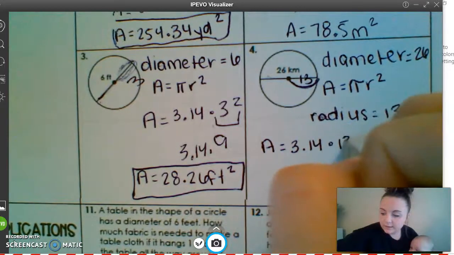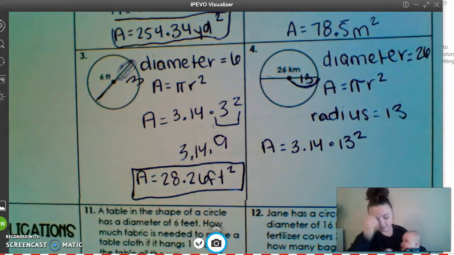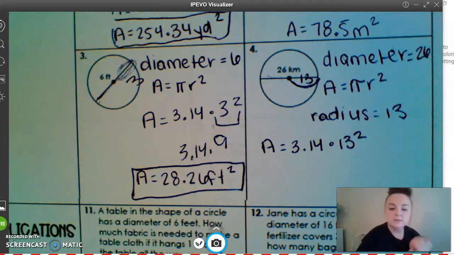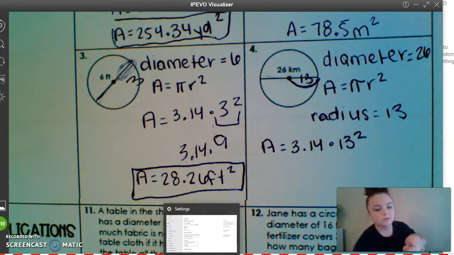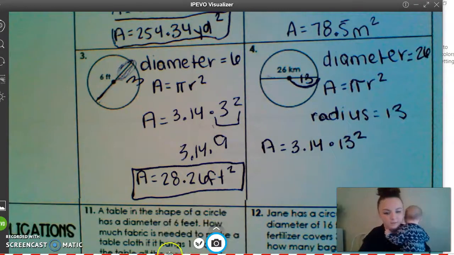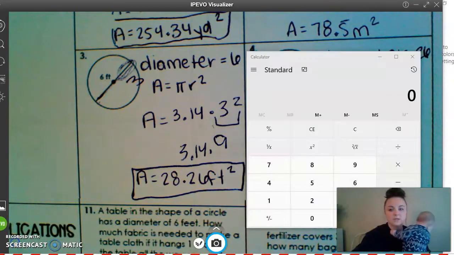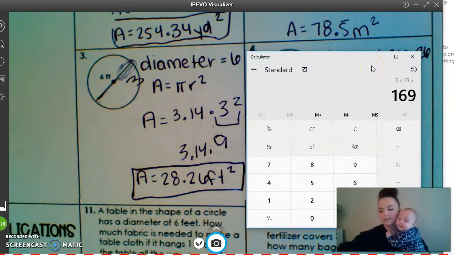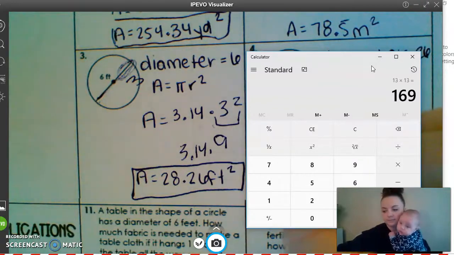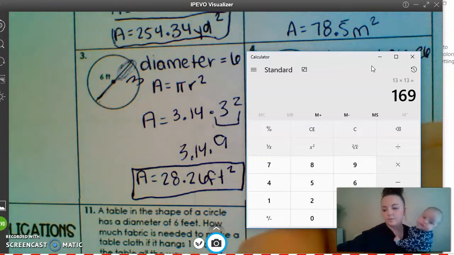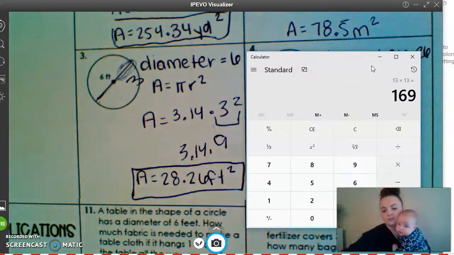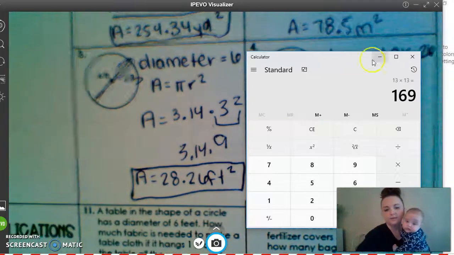3.14 times 13 squared. Oops, sorry, Amy. So 13 squared, I don't know what that is, but it's 13 times 13. So 13 times 13, that's going to be a big old number. So let me get my calculator. So if we're looking at our calculator, 13 times 13 is 169. So then 3.14 times 169. Let me move the calculator all the way.